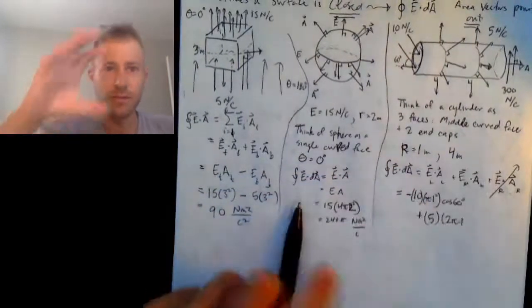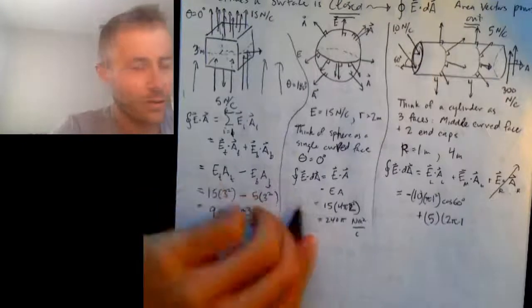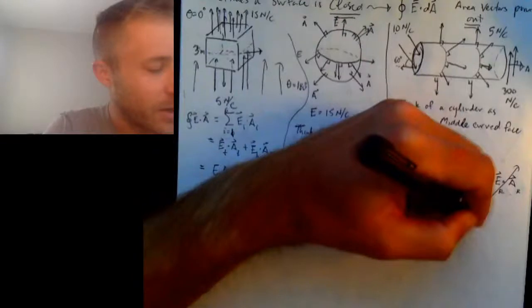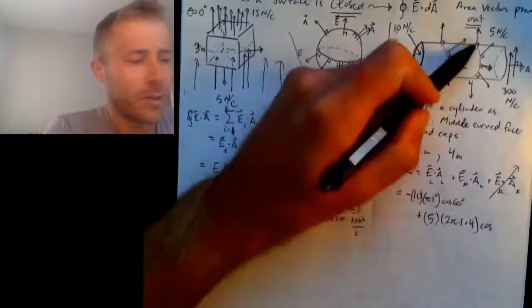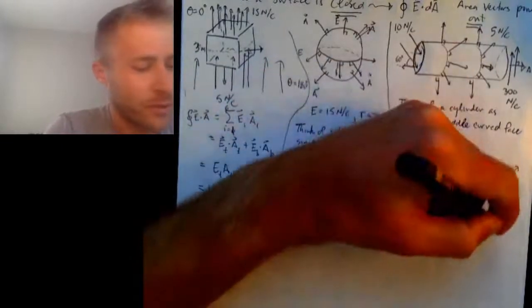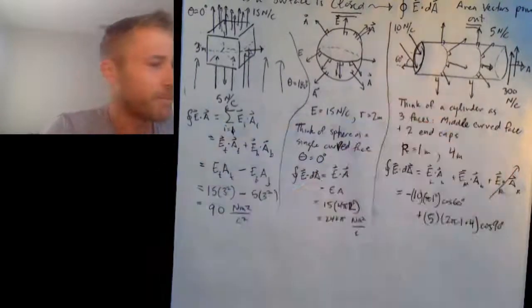So we have the circumference of a circle stretched along the body of the cylinder. So 2 pi r times the length times the cosine of the angle, and it's always 90 degrees. So this angle is 90 degrees, which gives 1.